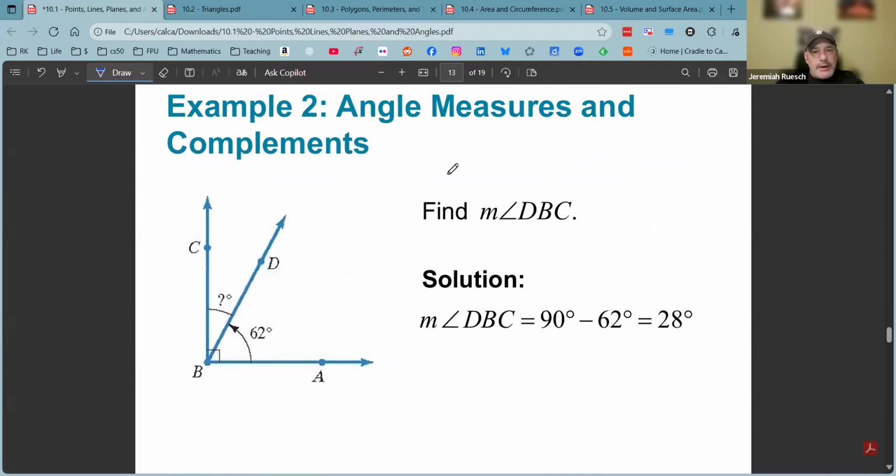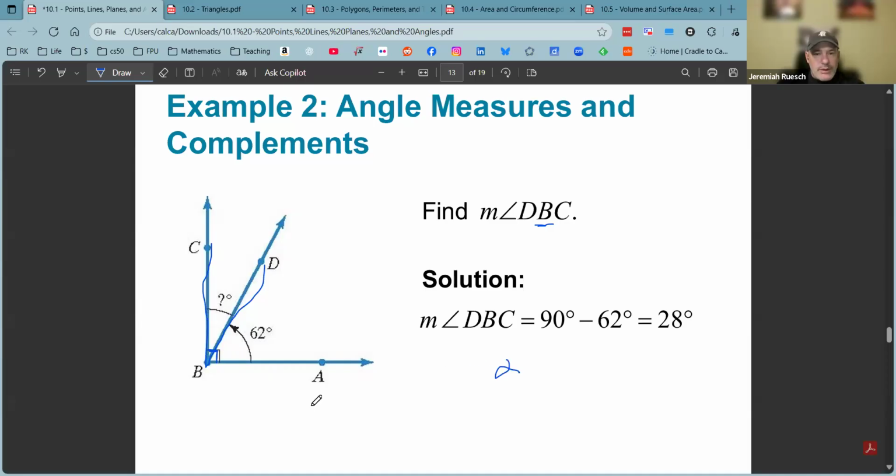All right, so here's what that might look like. Find the measure of DBC. Notice B is the vertex, so we go D, B, C. This is the angle that's unknown here. We know that they're complementary, so the total of these two angles needs to add up to the right angle here. The right angle is indicated by this little box, which means 90 degrees. So 90 minus this angle being 62 should give us the total.